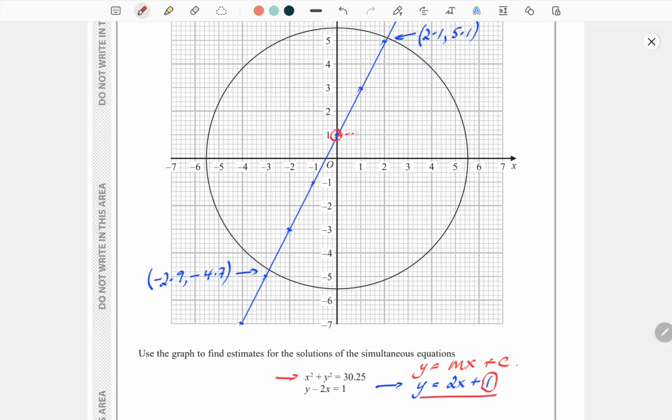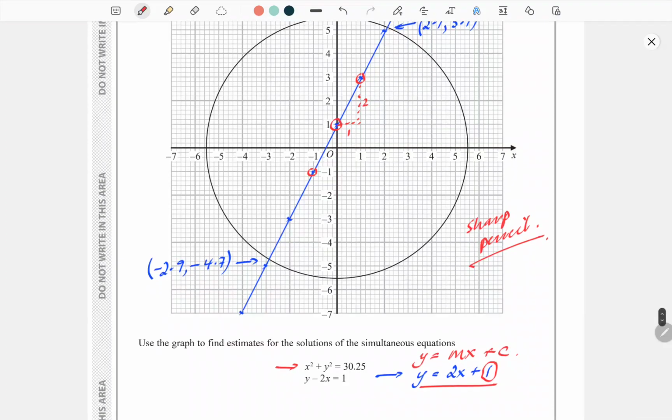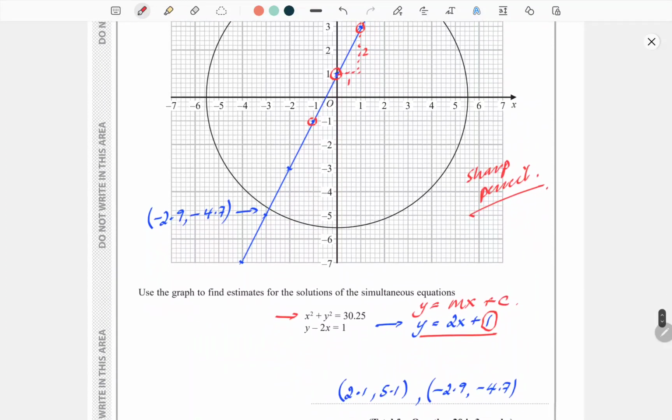So go across 1 and up 2 and plot your next point. Do the same thing again, plot it up there, or go backwards 1, etc. Just 2 or 3 points and do a straight line through, okay? Again, in the real thing, sharp pencil, okay? Very important, otherwise it's not clear to the examiner what you've done.